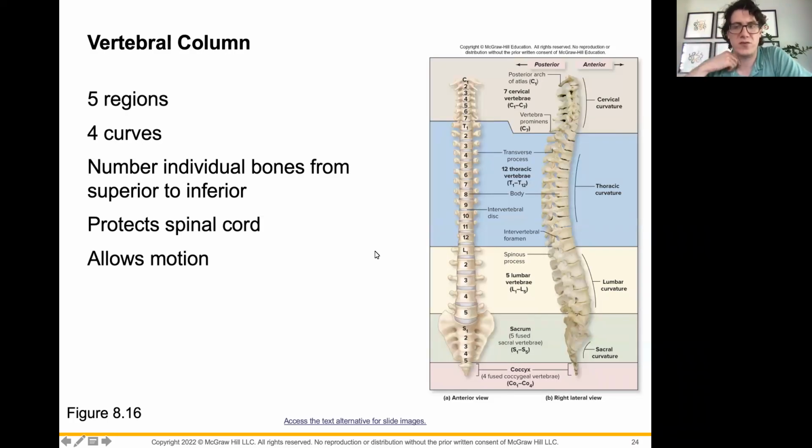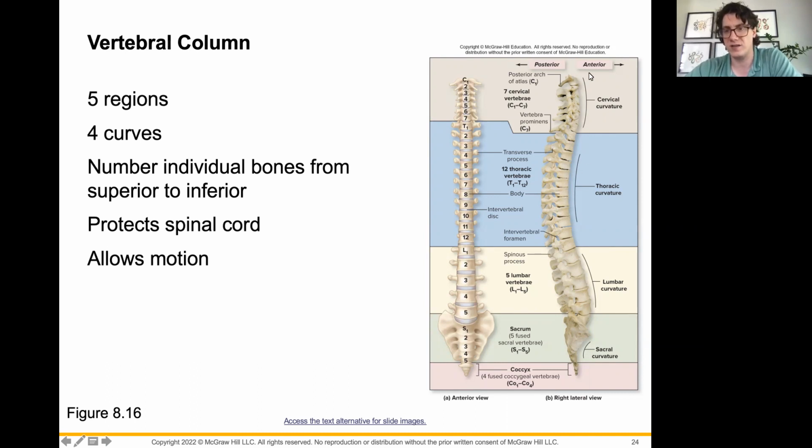Hi, everybody. So in this video for chapter 8, we're going to talk about the development of the curves in the spine. Now, your spinal cord has 5 major regions. We have the cervical, thoracic, lumbar, sacral, and then finally coccygeal region. So we have 5 different types of vertebrae. Now, in here, we're going to see 4 major curves.